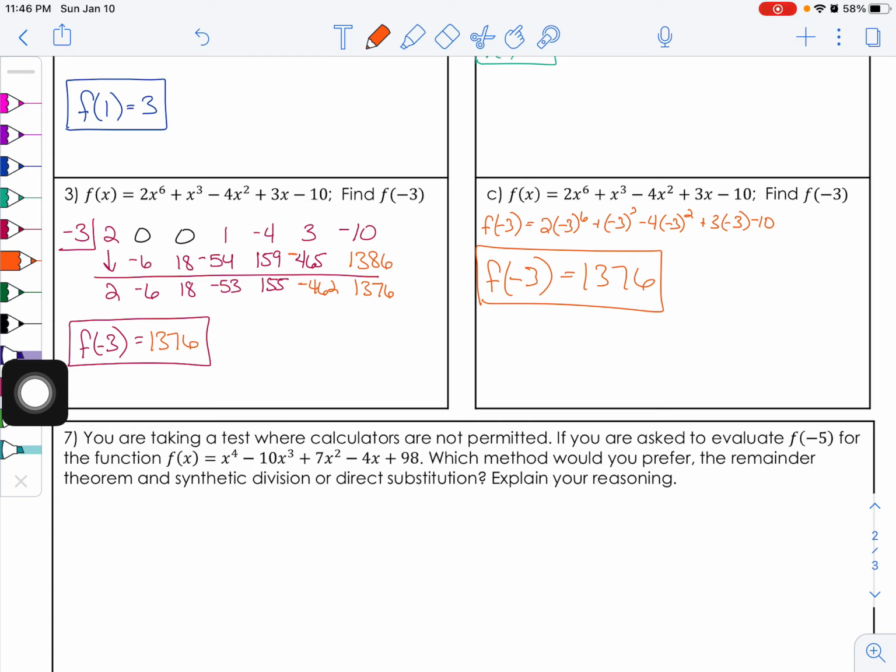So problem number 7 is completely up to you to answer. You're taking a test where calculators are not permitted and you're asked to evaluate f of negative 5 for that function. You answer what's your preferred method. For me, it doesn't matter. I'm not going to tell you which one you have to prefer. On the test or any formatives, it will specifically say to use synthetic division. So be careful that you understand how to make it work. And then you can use a calculator or technology to check your work. All right.